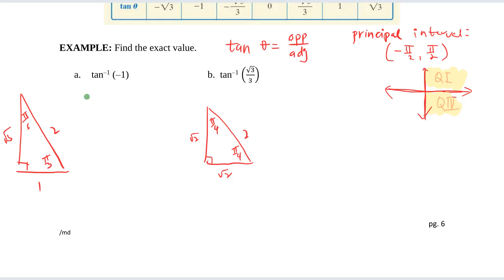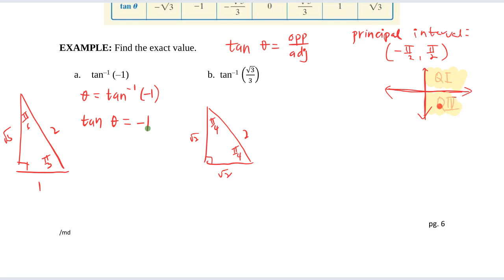First, let me write this as angle theta, what we are solving here. Inverse tangent of -1. Then I can rewrite this as tangent theta equals -1. Remember, the principal interval is only from negative pi over 2 to pi over 2, which again is located in quadrant 1 and quadrant 4 only. Since we are looking for a tangent that is negative, that must be located in quadrant 4. So you have to remember that what we are solving here is located in quadrant 4.